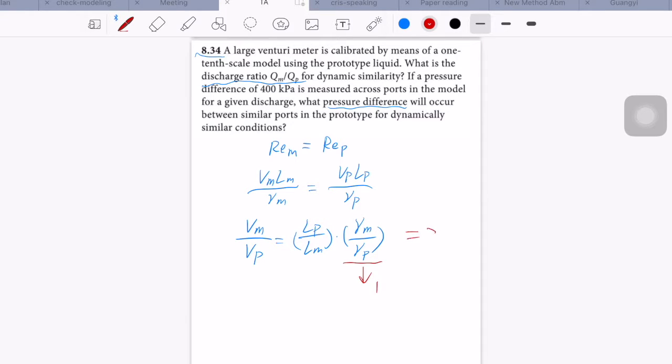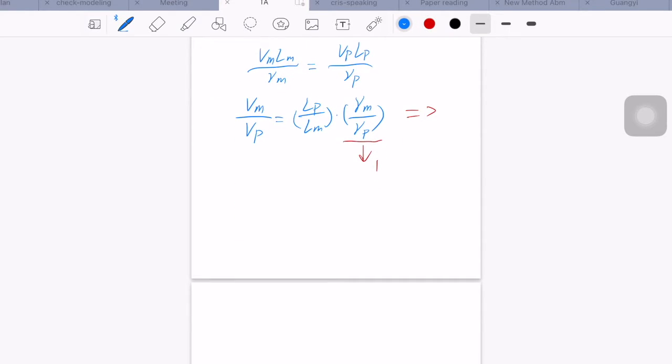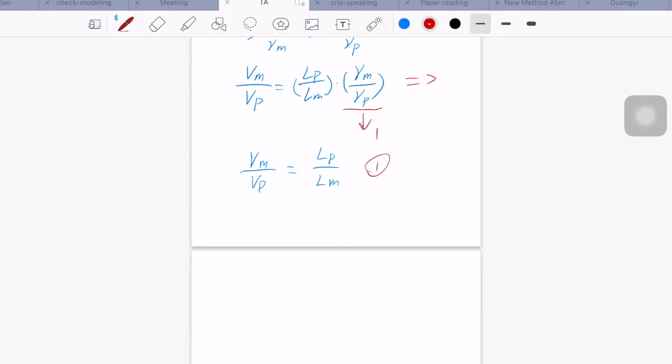So we get that VM over VP should be equal to LP over LM. We call this equation 1. And we know the ratio of corresponding areas between the model and the prototype will be the square of the length ratio, so AM over AP should be equal to LM squared over LP squared. We call this equation 2.